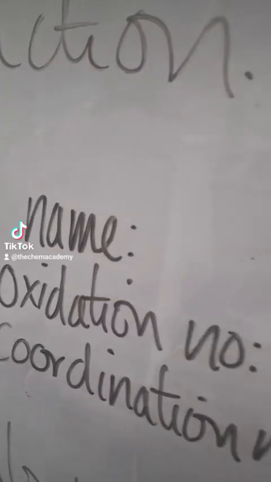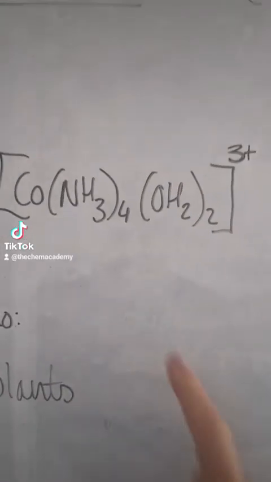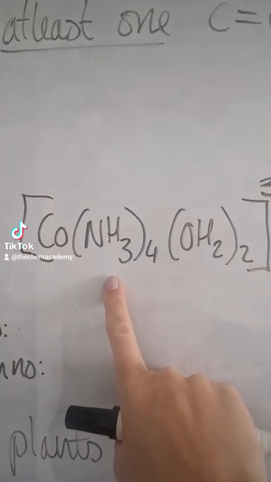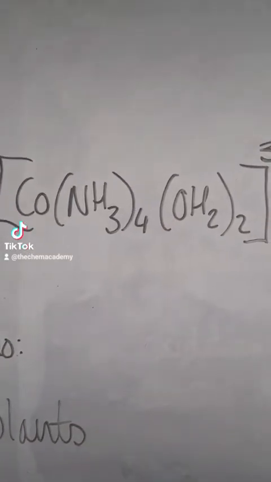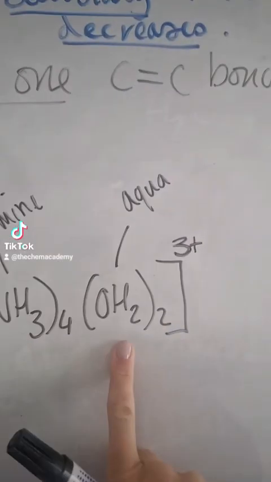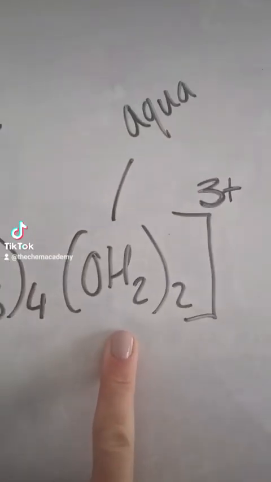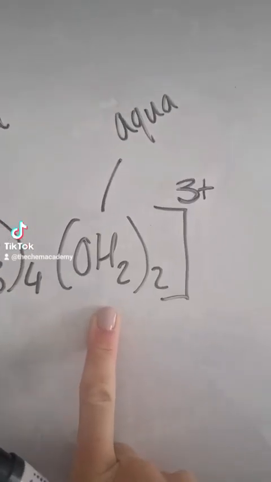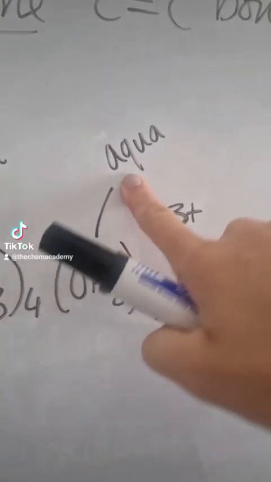Anything outside of the square brackets is not part of the transition metal complex and is just an ion that is floating around the outside of the complex. So back to the naming. The name of the complex involves the names of the ligands, and they have to be in alphabetical order. This NH3 ligand is called an amine. This ligand, the OH2, normally known as H2O, is known as aqua for water.